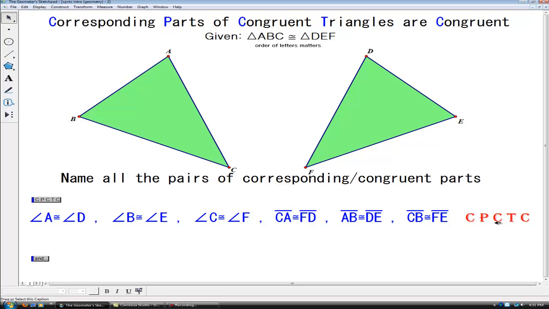And once again, here is our new abbreviation. CPCTC will be a reasoning step in geometry proofs. And that stands again for corresponding parts of congruent triangles are congruent.